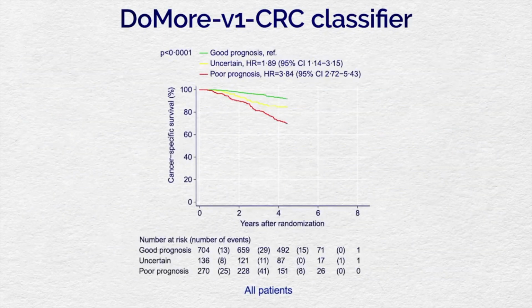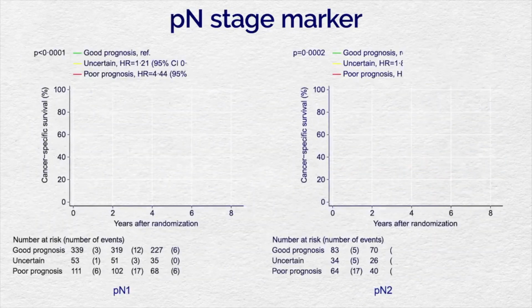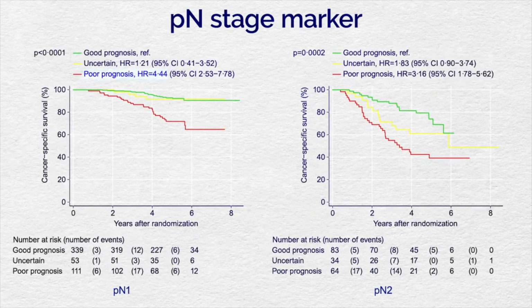A similarly accurate separation of patients into risk groups was observed when analyzing the marker in all patients. PN stage describes the tumor spread to lymph nodes and is known to be important for patient prognosis. PN2 identifies patients with at least 4 lymph node metastases and is a strong predictor of poor outcome. The DoMore V1 CRC marker identified patient groups with substantially different cancer-specific survival within both stage PN1 and PN2.